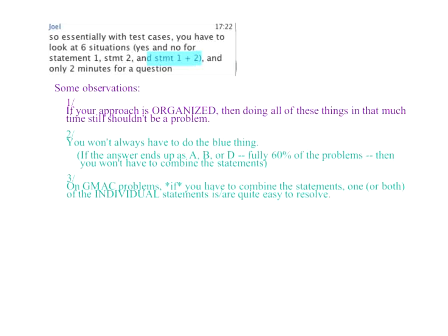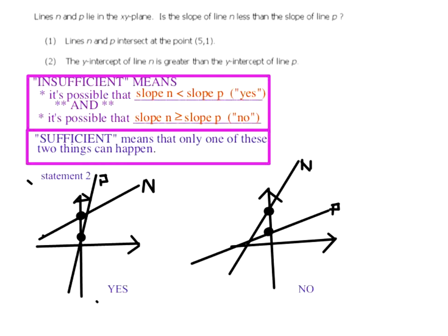Last observation, which ties into this, is number 4: if something seems like a lot of work, first check your intuition to see whether something is clearly insufficient before starting work on it. What I'm talking about with number 4 is this. I went ahead and drew all these on the board.